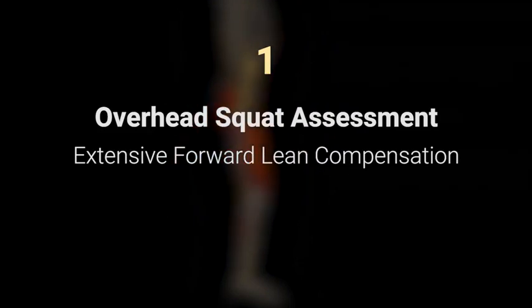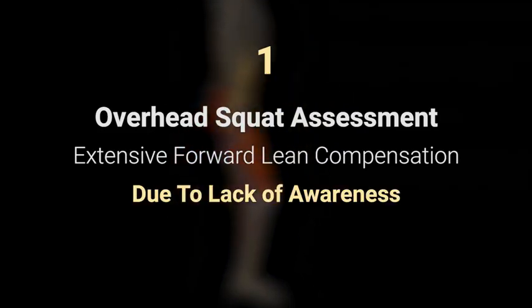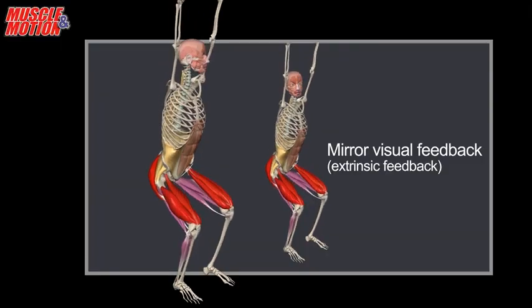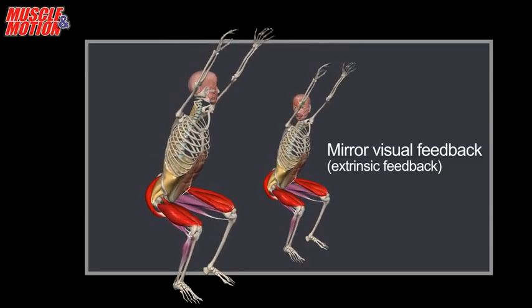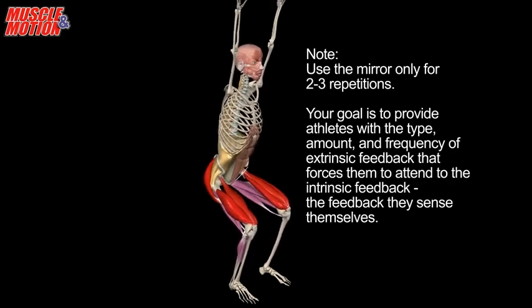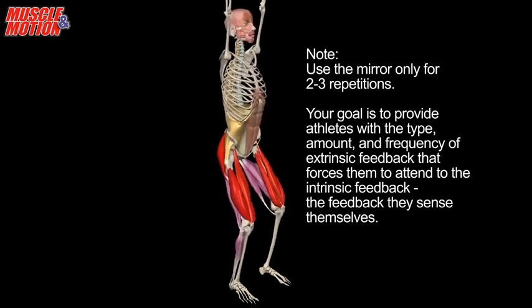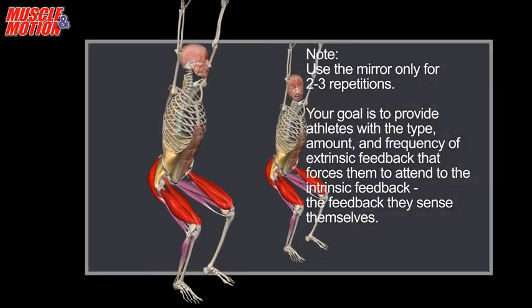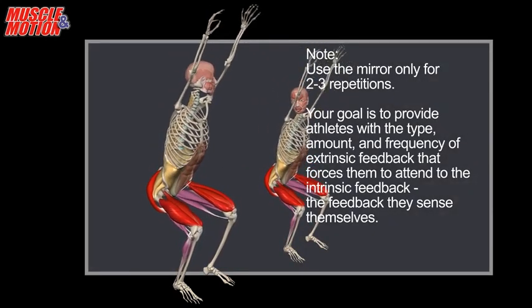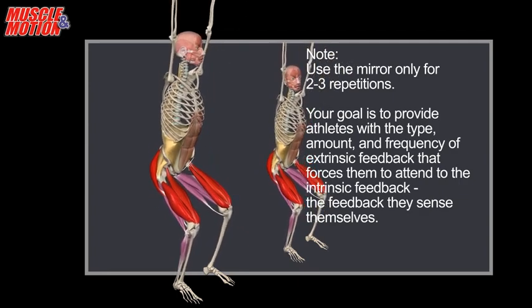Overhead squat assessment, excessive forward lean compensation due to lack of awareness. Solution 1. Using a mirror for extrinsic visual feedback. Use the mirror only for 2 to 3 repetitions. Your goal is to provide athletes with the type, amount, and frequency of extrinsic feedback that forces them to attend to the intrinsic feedback, the feedback they sense themselves.